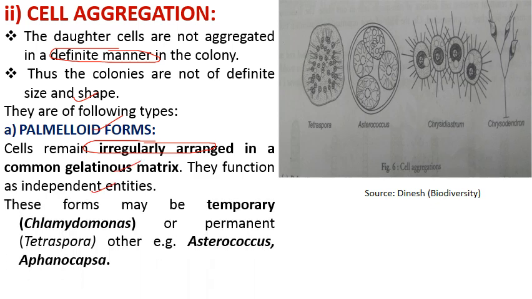We have examples like Tetraspora. Then we have Gloeocapsa, Asterococcus. These forms may be temporary. It means they are covered for a shorter duration in a common gelatinous mass, which include Chlamydomonas. So Chlamydomonas है ये temporarily groups में होते हैं for shorter duration, and after that they get separated. So ऐसी colony का हम बोलेंगे temporary colony, and we have permanent palmelloid forms which include Tetraspora and Asterococcus and Gloeocapsa.